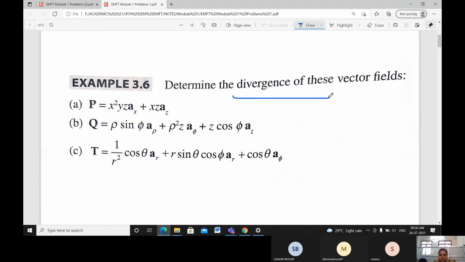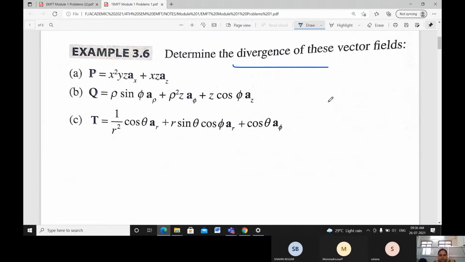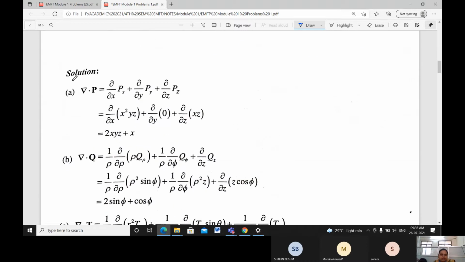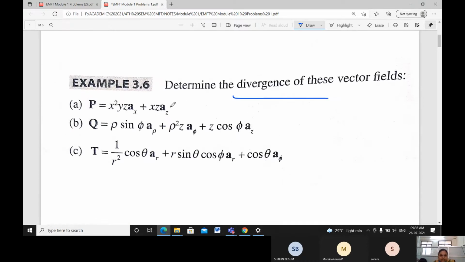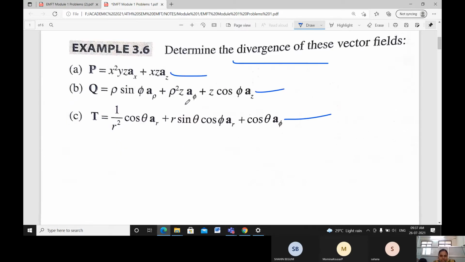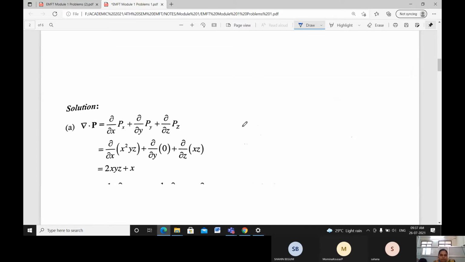We have to find the divergence. Here we have to use the direct equation for divergence. What is the equation? First, observe which coordinate system is given for us. First is the xyz coordinate system, next is cylindrical, and last one is the spherical coordinate system. Based on the respective coordinate system, you have to use that equation and then substitute.